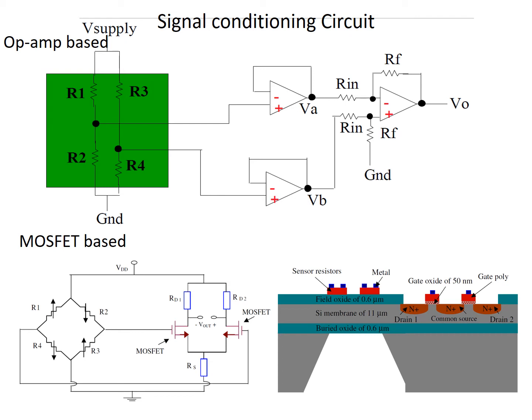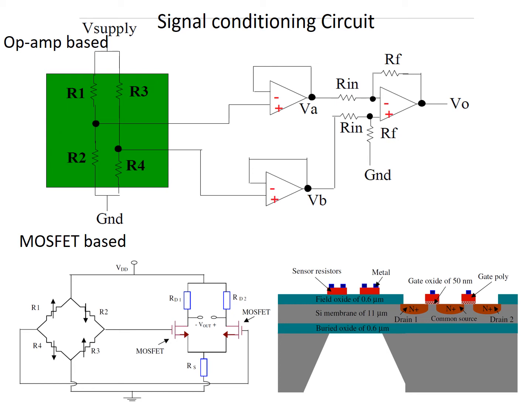Because ultimately that analog voltage output we have to feed to the microcontroller with the help of some ADC, because mostly we will be dealing with the embedded controller or microcontroller. So that's why, to make it sufficiently high level, we need some amplification as well.